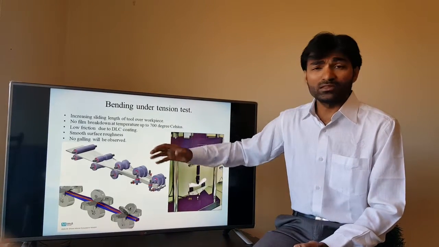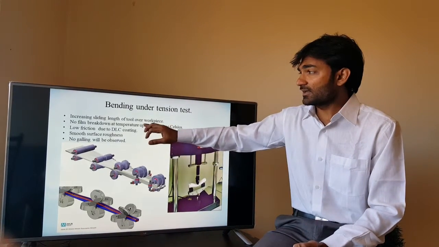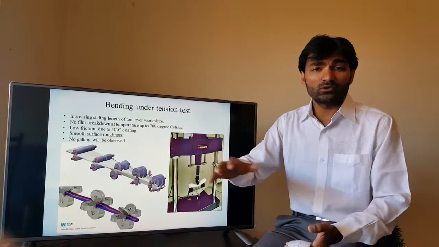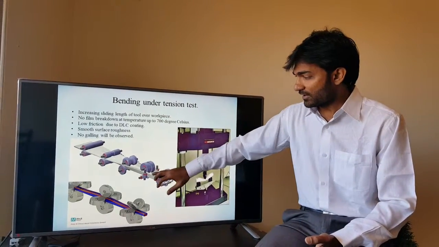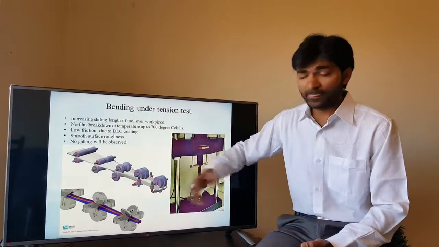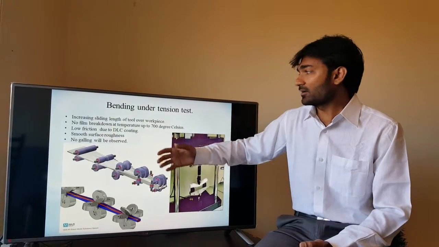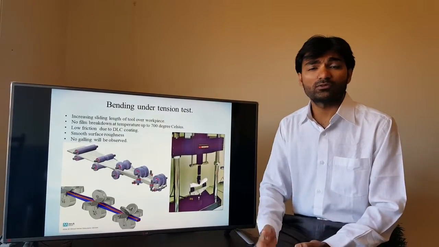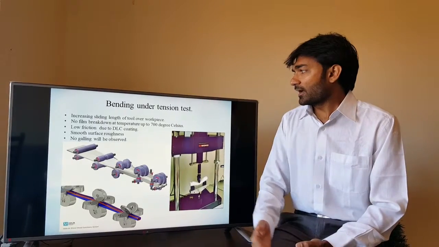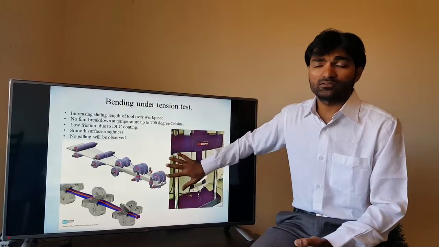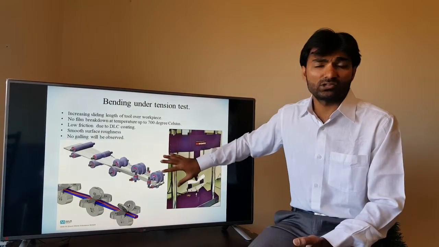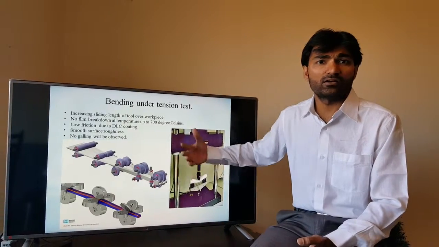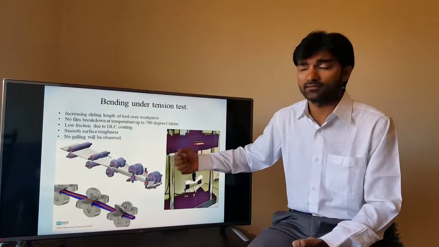So there is no film breakdown till 800 degrees Celsius, and there is a good sliding length between the tool and the workpiece. There would be a good sliding length, and that film won't break down up to 700 degrees Celsius, because this process achieves a temperature of about 700 degrees Celsius, and our combination can withstand a temperature of 800 degrees Celsius.